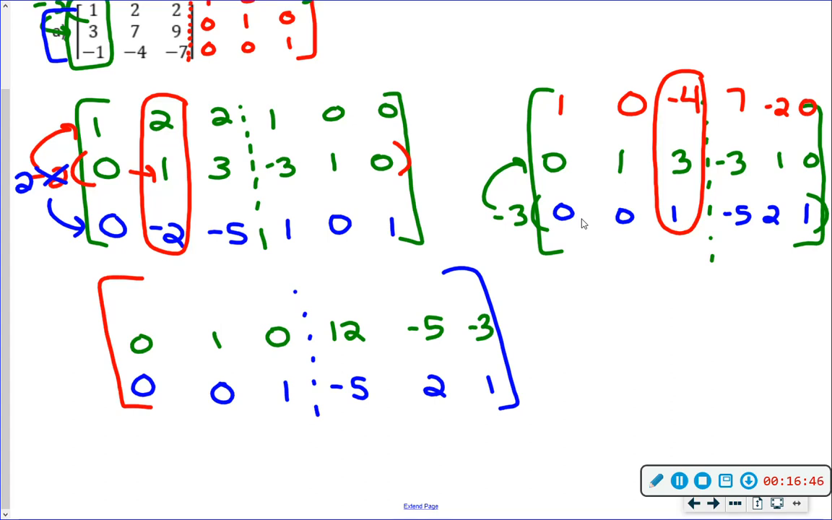To get rid of a negative 4, we need a 4, so I'm going to change it to 4. We're going to go to the top. 4 times 0, 0 plus 1. 4 times 0, 0 plus 0. 4 times 1, 4 plus negative 4. Now here's where it really counts. 4 times negative 5, negative 20. What's negative 20 plus 7?